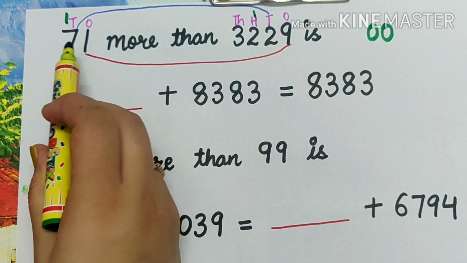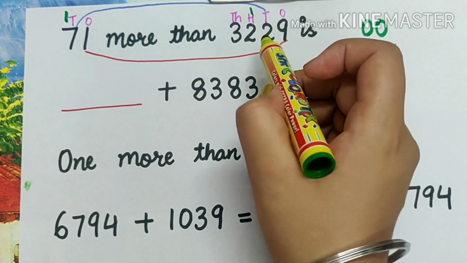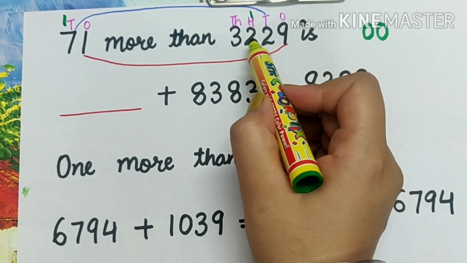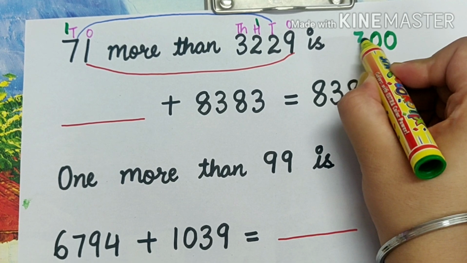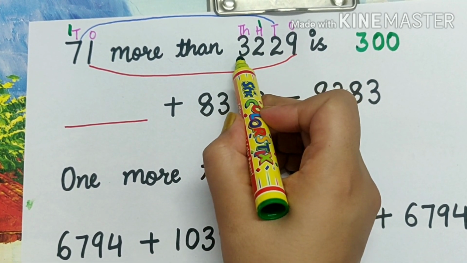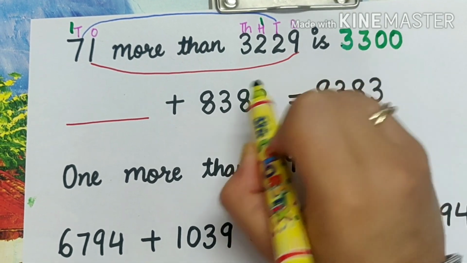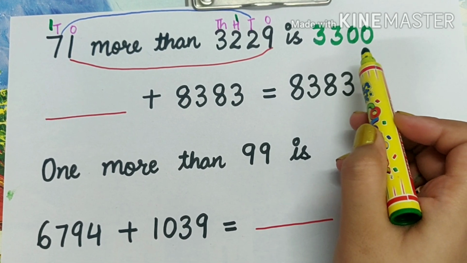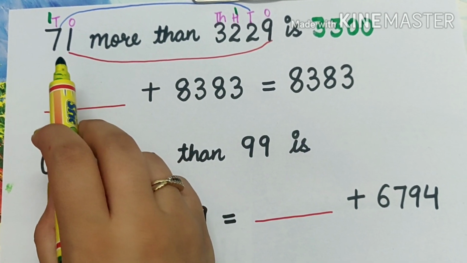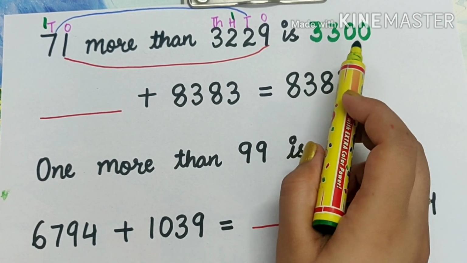Now there is nothing at hundreds and thousands place. So we will add these two numbers. 2 plus 1, 3, and here we will write the digit as it is. So answer is 3300. When we will add these two numbers, we will get 3300.